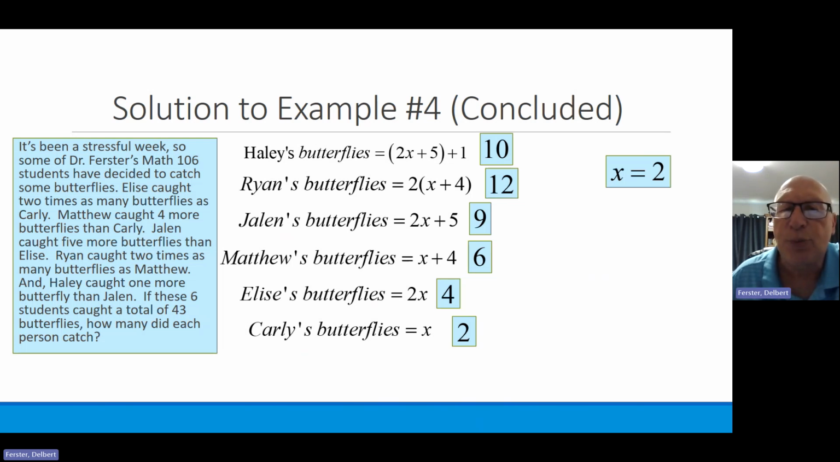Again, the key to these problems, I think, is if you get to the bottom of the relationship stack and that's where you put X, it makes it a lot easier to read the verbiage and represent the other players in the problem. So that's example 4 coming at you for solving word problems.